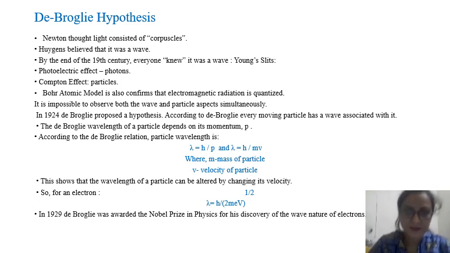This shows that the wavelength of a particle can be altered by changing its velocity. It means if you change the velocity of a particle, its wavelength will automatically change. So for an electron, the expression can be written as follows. In 1929, De Broglie was awarded the Nobel Prize in Physics for his discovery of the wave nature of the electron.